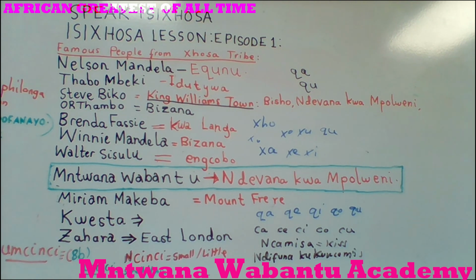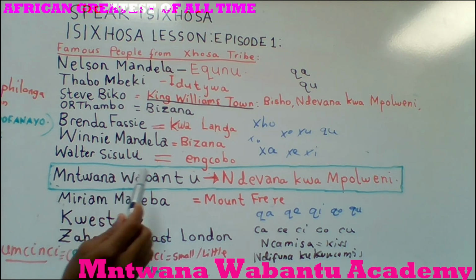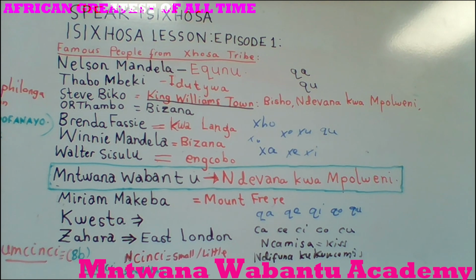Okay, so let's check another person. Mthwana Wabantu. He is from Nevada, man, Kwampolweni. You can do your own research and find out who Mthwana Wabantu is. He is very well known here in South Africa, man. You can check him out. Then Miriam Makeba. She is from Mount Frere, and she also did a lot for the country. She's also a musician. She put a lot of musicians together. She left a lot of legacy too.